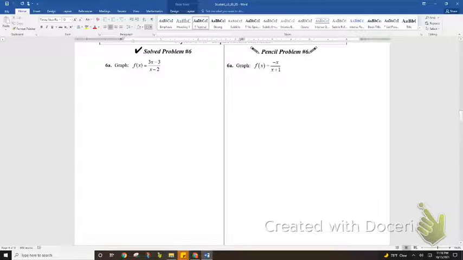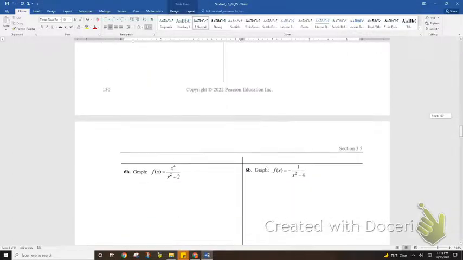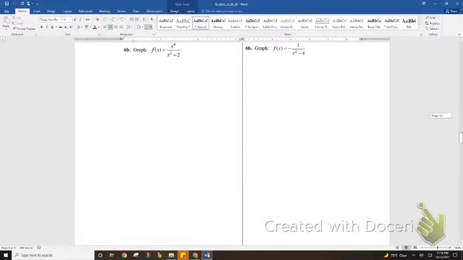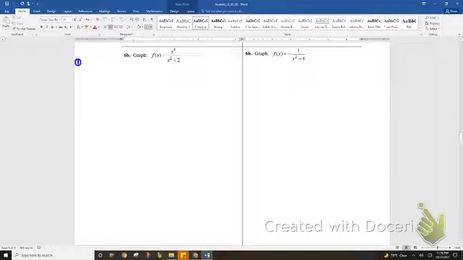Okay, moving along then. Problem 6b wants us to graph this. So we're going to do the same thing. The first thing let's do is find our domain. I'll change colors, I used all blue in that last problem.